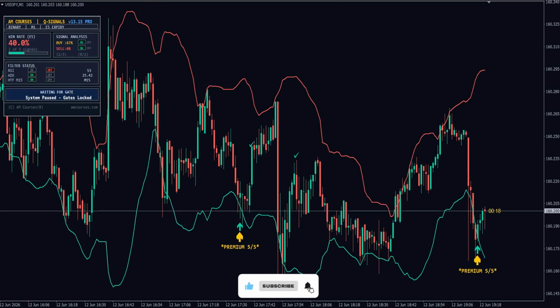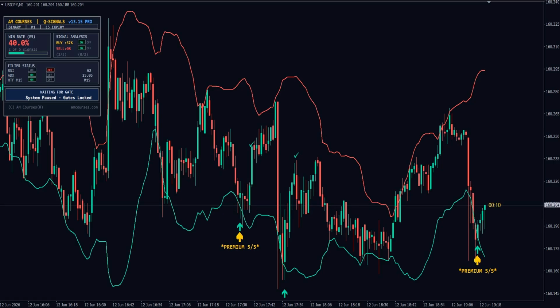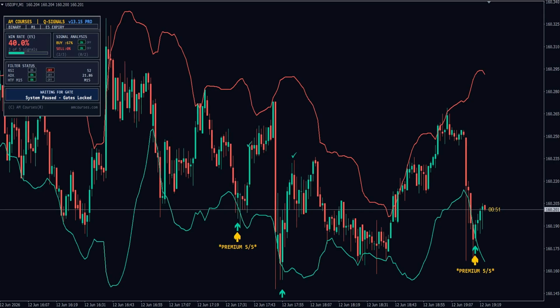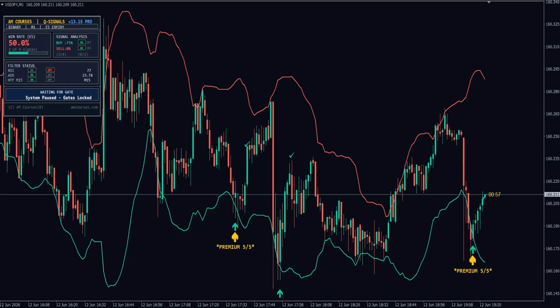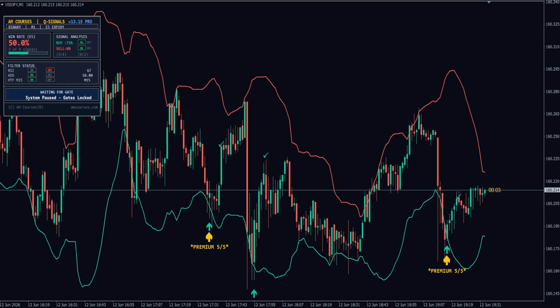Now, before we move to the next trade, I want to quickly point something out. If you look here, the indicator actually gave us a premium 5 out of 5 buy signal a little earlier, and we missed taking this one. This happens sometimes. You can't catch every single signal live, especially if you're watching multiple charts or you simply weren't in front of the screen at that exact moment. But I'm showing you this deliberately because it's important you understand the indicator doesn't stop generating quality setups just because you missed one. It keeps scanning and it'll give you another opportunity, like the one we just took and like the one we're about to wait for now.